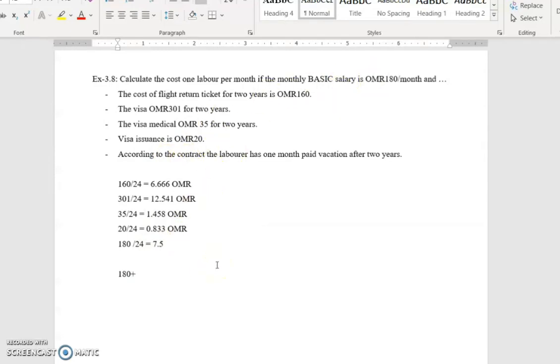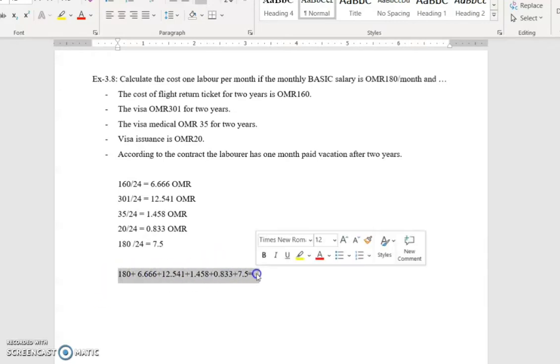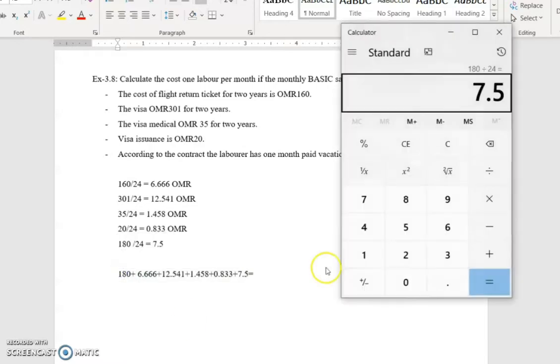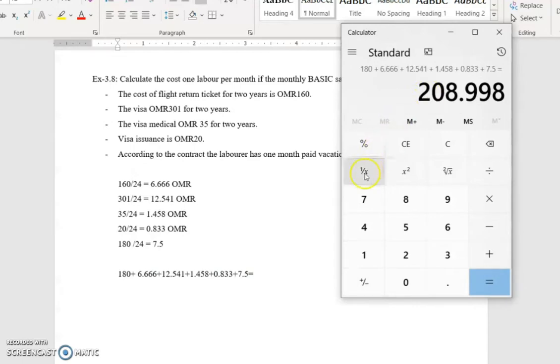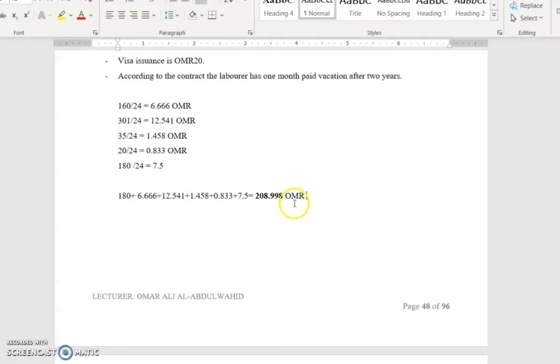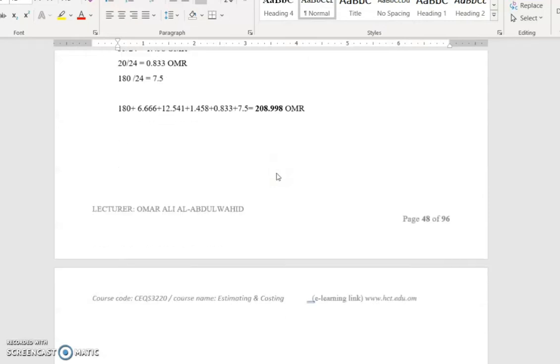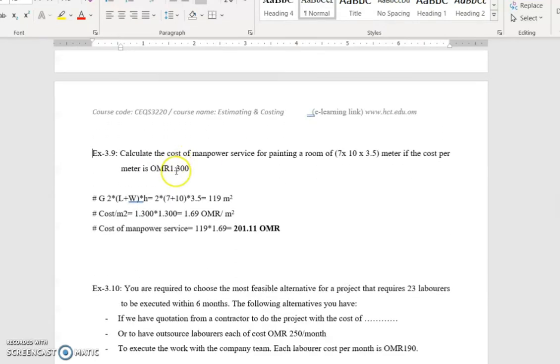البيسك سالري راح نجمعها مع ال 6.66 مع ال 12.541 مع 1.458 مع 0.833 مع 7.5. المجموع 209 تقريبا، لكن نحن نخليها 208.998 لأن هذه محاسبة، this is accounting, it's not only estimating for cost of the manpower. المحاسب يحسبها بالبيس، فبالتالي مهم أن تضع الرقم مثل ما هو بدون تقريب رياضي.